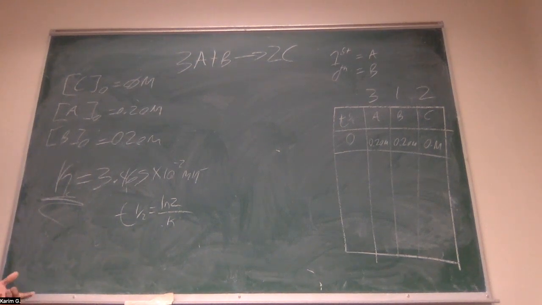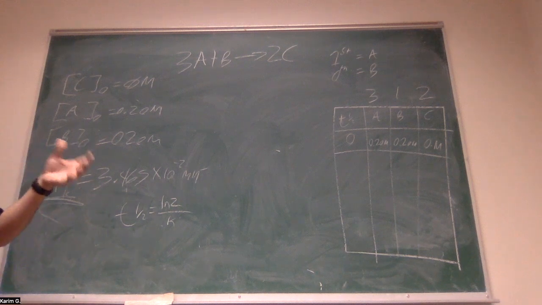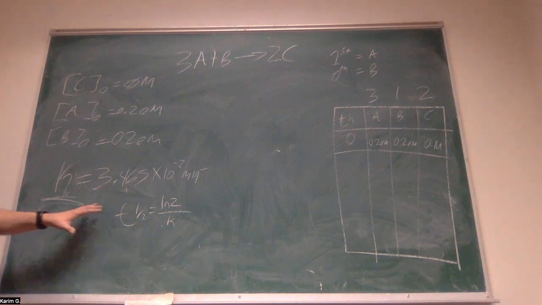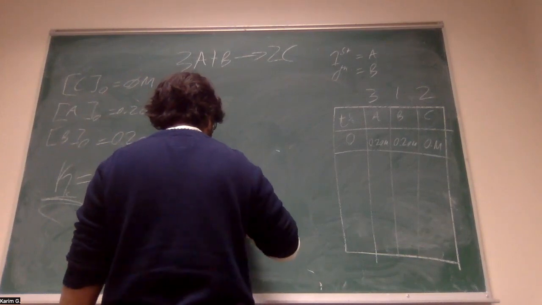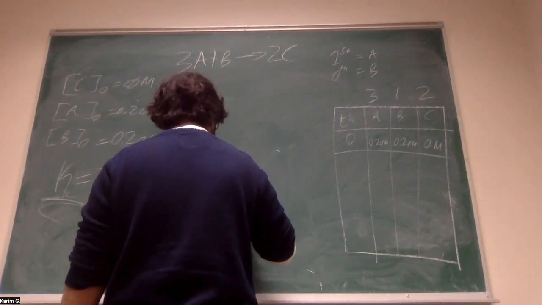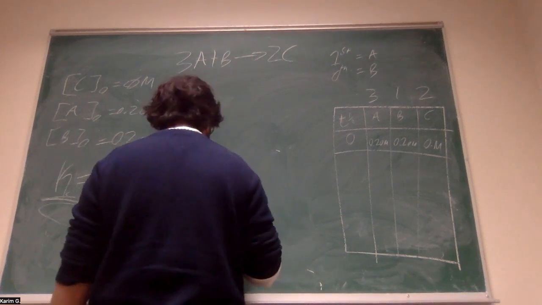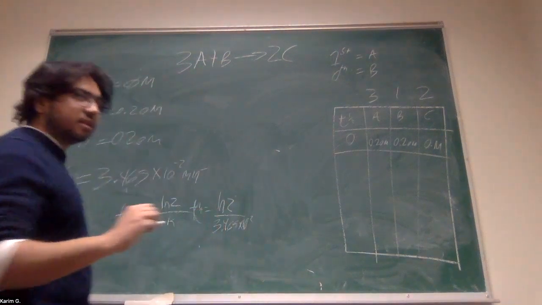Like I said, usually in problems in your workbook, you just do increments of 1, so it's 0, 1, 2, 3, 4. But if they give you a constant or an actual half-life, you use that. So it'll be the natural log of 2 over our constant, 3.465 times 10 to the negative 2, which gives us our half-life.